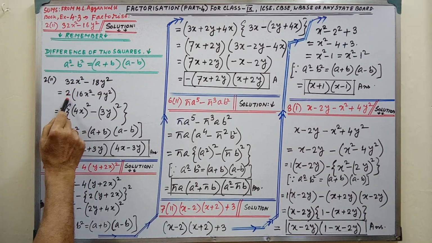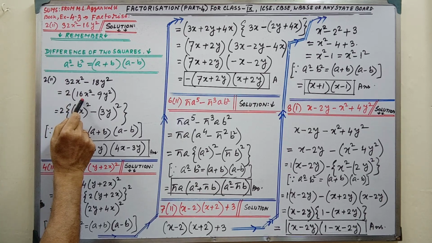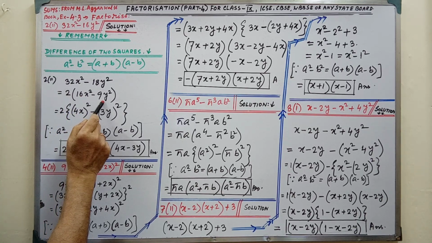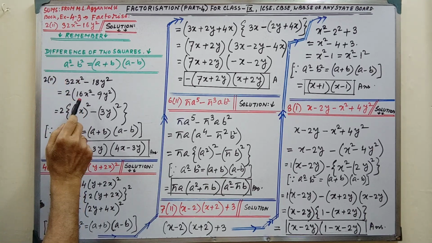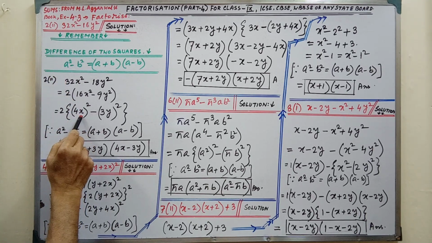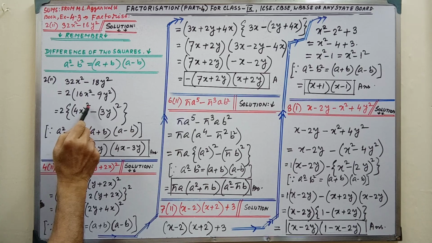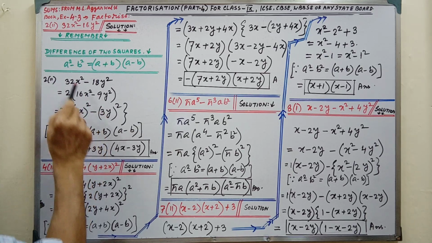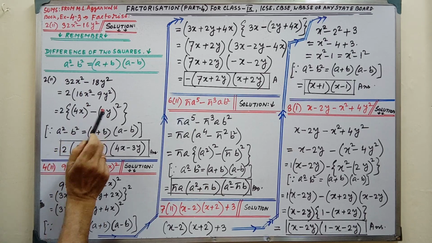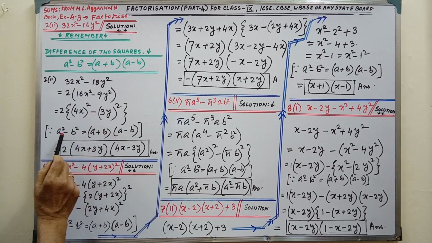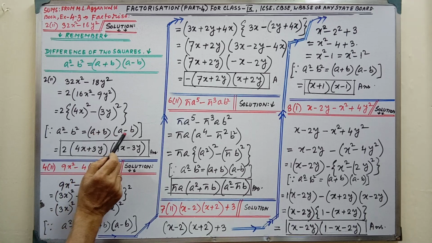If we take common, then we are getting 16x square minus 9y square. Still, we are not getting the frame. If we make it whole square, that is 4x whole square and 3y whole square, then a square minus b square, now we are getting the frame of the formula: a square minus b square equal to a plus b into a minus b.